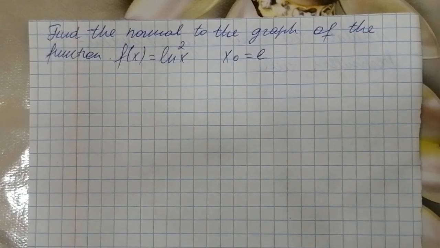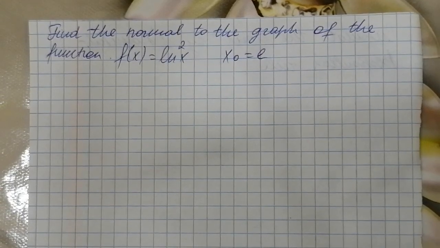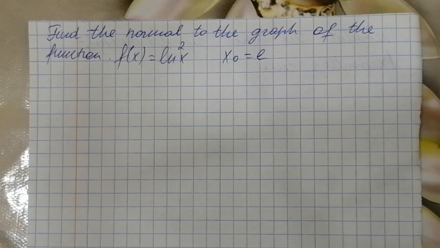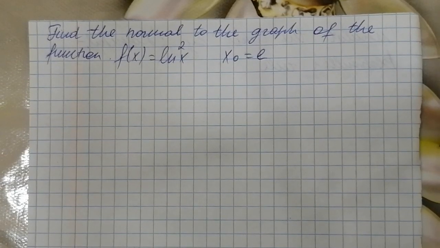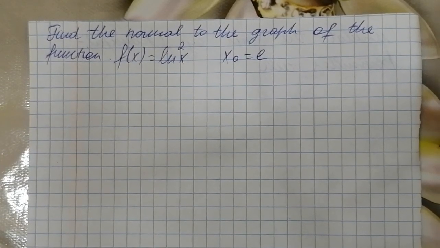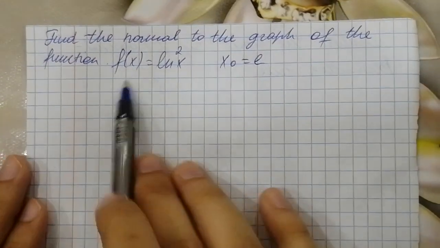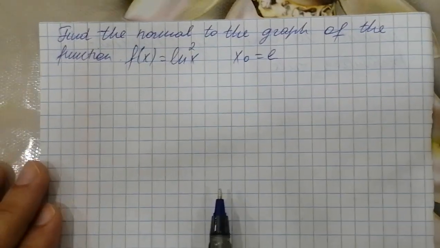Today I'm going to explain finding the normal to the graph of a function. In order to show you how to find it, I want to sketch the graph of the function and explain it on the graph so you can see clearly what I am explaining. This function is a logarithmic function.